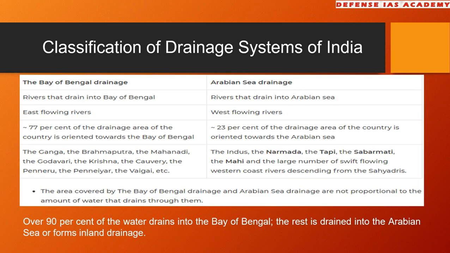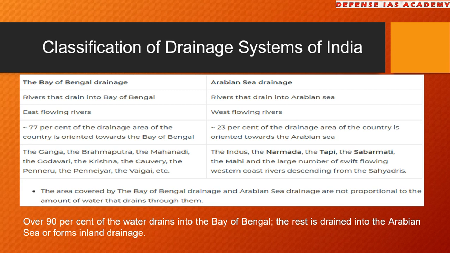Next, we can see the difference between the rivers that are draining into the Bay of Bengal and the ones that are draining into the Arabian Sea. So, what are the major differences? The Bay of Bengal drainage means the rivers that drain into the Bay of Bengal, and the Arabian Sea drainage means the rivers that drain into the Arabian Sea. The second difference is that the Bay of Bengal drainage means east flowing rivers, and the Arabian Sea drainage means west flowing rivers.